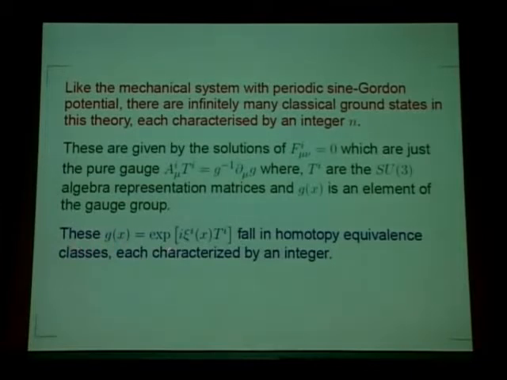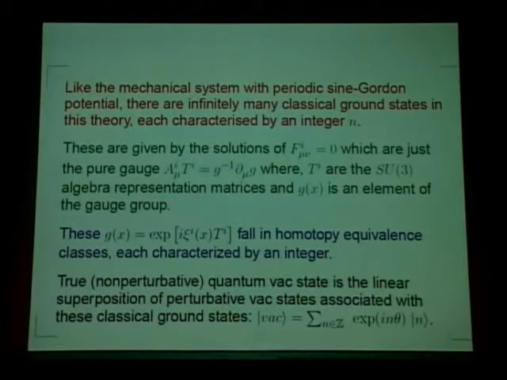These elements Gx fall in homotopy equivalence classes, each characterized by an integer. And the true non-perturbative quantum vacuum state in this theory is again a linear superposition of the perturbative vacuum states associated with these classical ground states. So the true quantum vacuum is the sum of exponential i n theta times |n>. And this theta is the same theta that we introduced as the coefficient of the total divergence term.